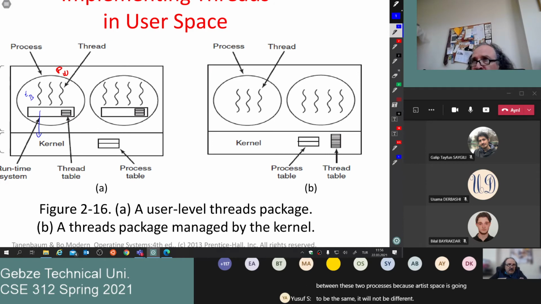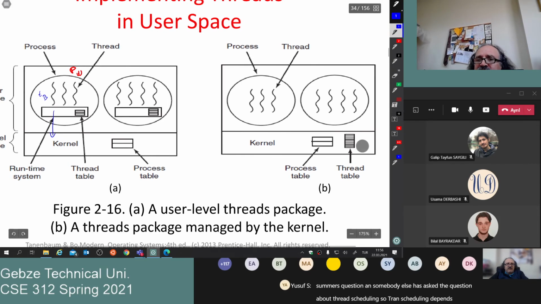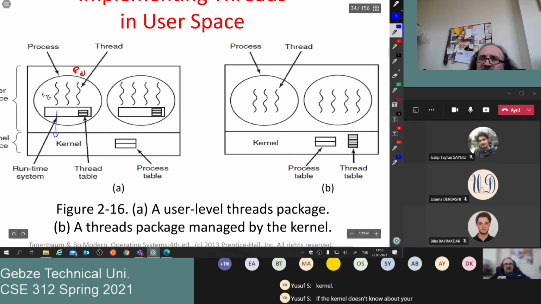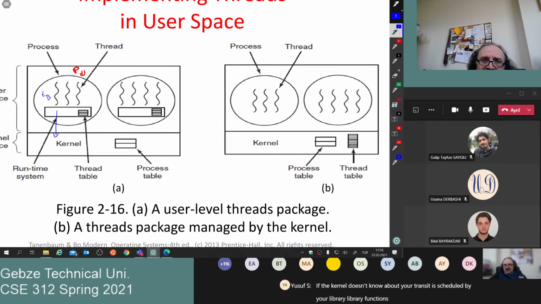Okay, so I hope I answered your questions, those three questions, Yusuf's question, Usama's question, and somebody else asked the question about thread scheduling. So thread scheduling depends. If the kernel knows about your threads, it is scheduled by the kernel. If the kernel doesn't know about your threads, it is scheduled by your library functions and your multi-thread libraries in the user space.